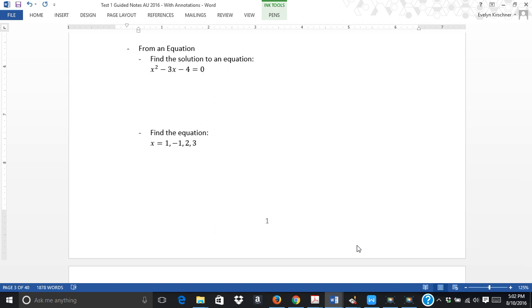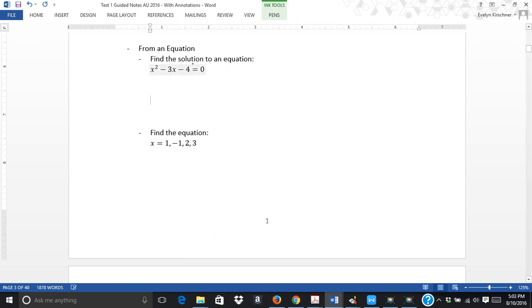Now what I want to do is find the intercepts from an equation algebraically. So if I just started with this equation like I have here, what am I going to do? So I have an equation, and it's just a plain old equation. If I wanted to find the solution, I would factor. So how do I factor here?